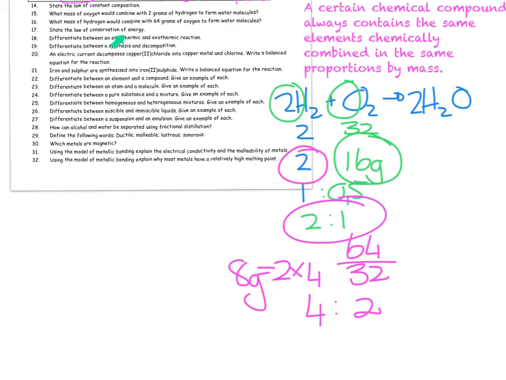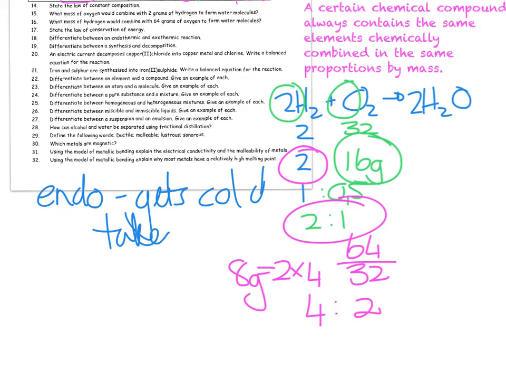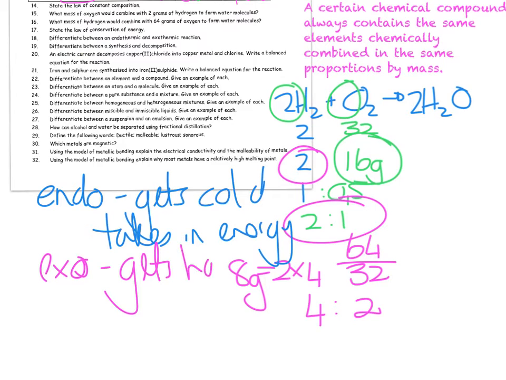State the law of conservation of energy. Energy cannot be created nor destroyed. It can only be converted from one form to another. Differentiate between endothermic and exothermic reactions. Endothermic reactions will get cold firstly. So endothermic gets cold because it takes in energy, whilst exothermic is exactly the opposite. It gets hot because it releases energy.